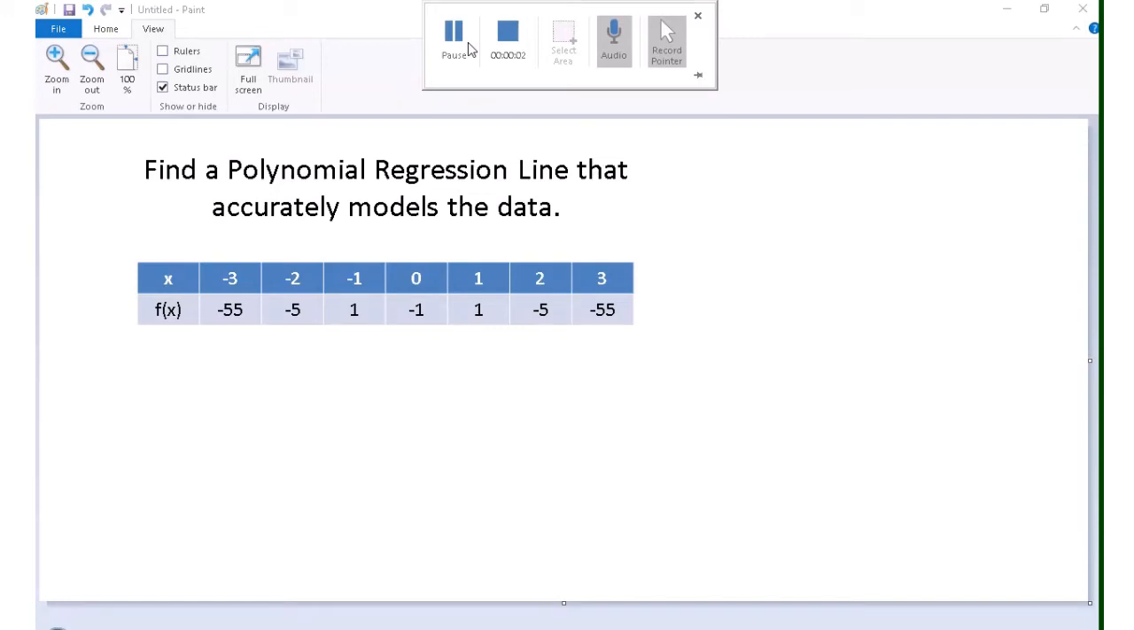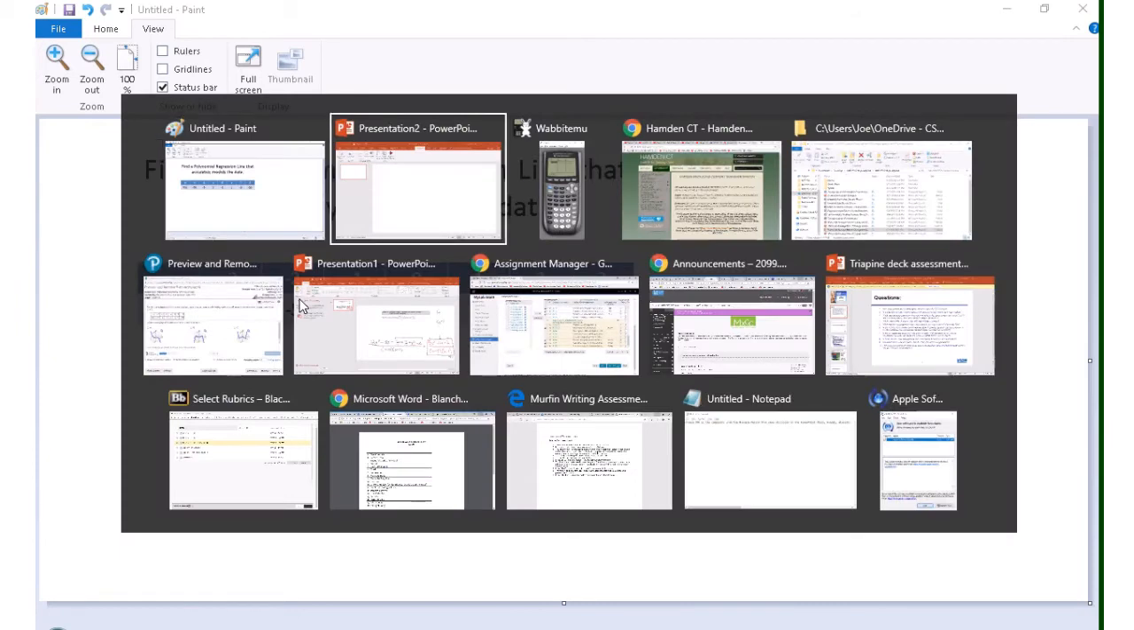Hey guys, I'm going to give you a quick example of how to find a general polynomial regression line that is not necessarily quadratic. It could be cubic or quartic as well. Cubic meaning that it is a degree 3, quartic meaning that it is a degree 4. So let's just start with some data and see how we would go through this process.